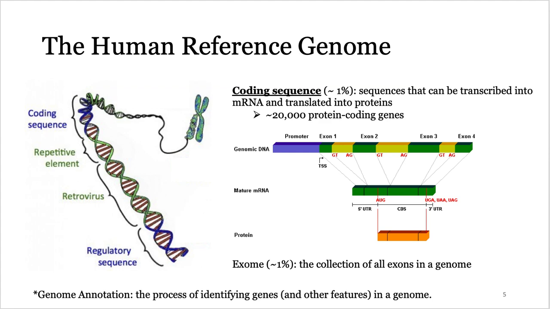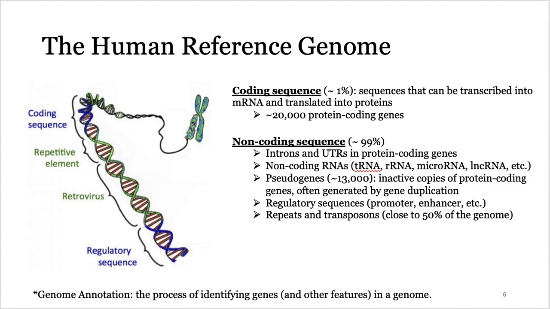99% of the genome is considered non-coding sequence. It includes the introns and the UTRs in the protein coding regions, which are interspersed with exons. There are also many other non-coding RNAs, for example, transfer RNA, ribosomal RNA, and microRNAs. The microRNAs and the long non-coding RNAs are involved in regulating the expression of some protein coding genes.